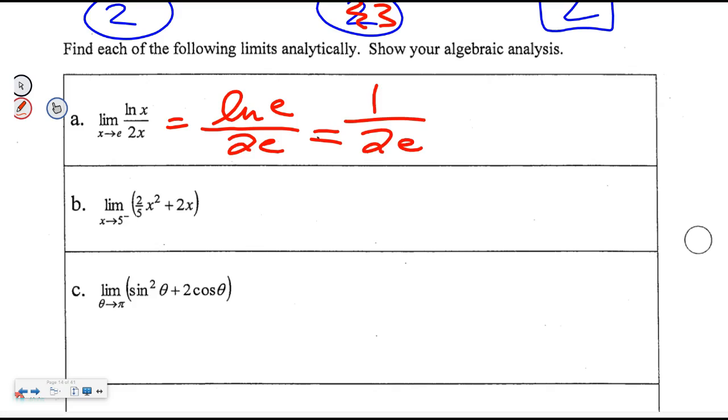The natural log function is continuous everywhere. 2x is a line. It's continuous everywhere. We're good. We have no issue at e. Agreed? Done. That's my answer. Let's go to letter C.